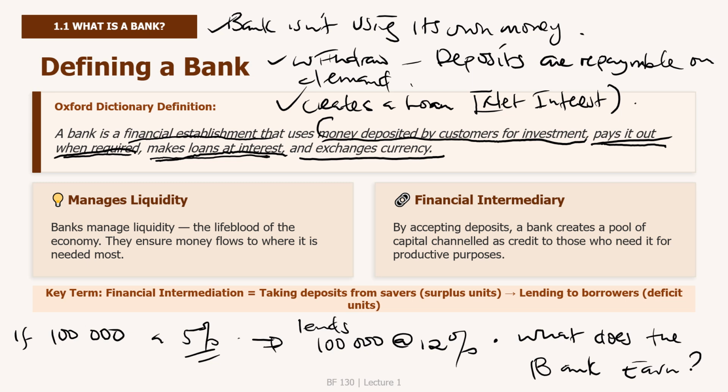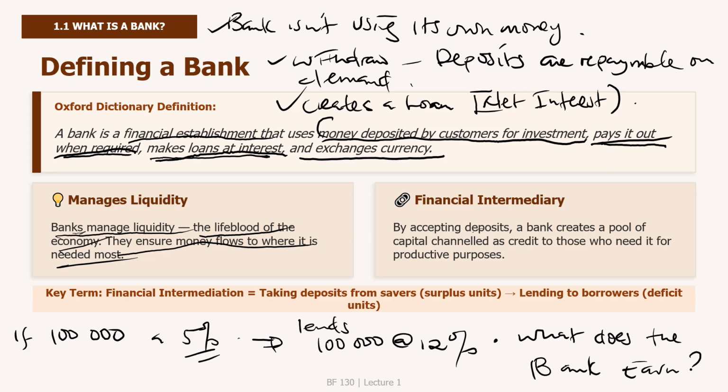So just a couple of things. Just appreciate the issues of banks managing liquidity, the fact that they are the lifeblood of the economy. They ensure that money flows to where it is needed. And then let us quickly now discuss the concept of intermediation.